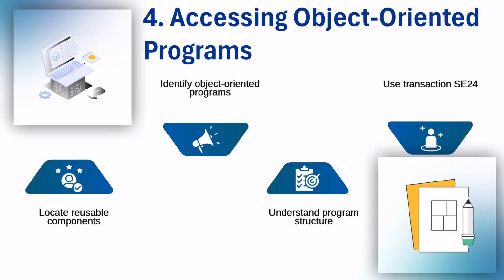Object-oriented programs are where the magic happens. Using transaction SC24, you'll find reusable components and learn about the program's structure. It's like finding the engine of a car. It may look complex, but it's key to understanding how things work.